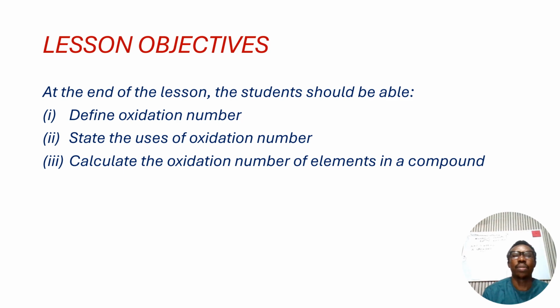So our lesson objectives for today's lecture: at the end of the lesson, the student should be able to define oxidation number. What is oxidation number? The student should be able to state the use of oxidation number, and calculate the oxidation number of elements in a compound. So please, I want us to listen attentively and get the best from today's lecture. Thank you very much.